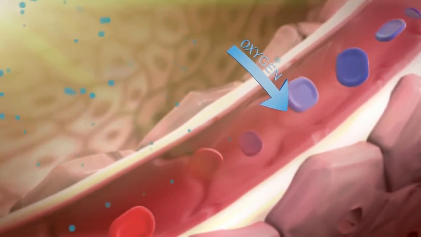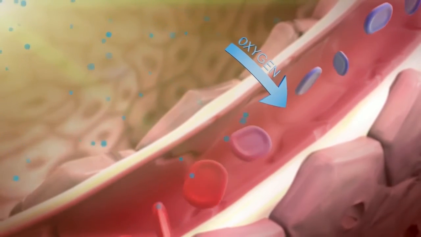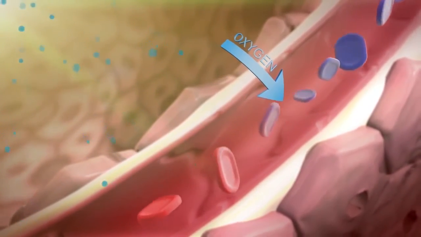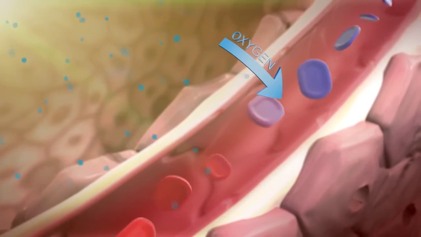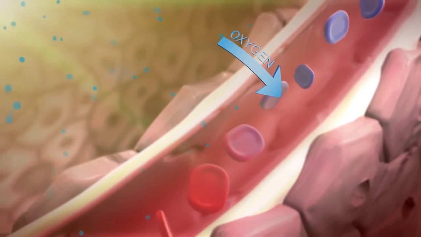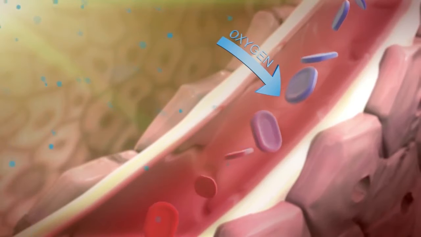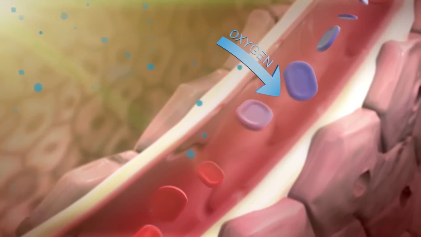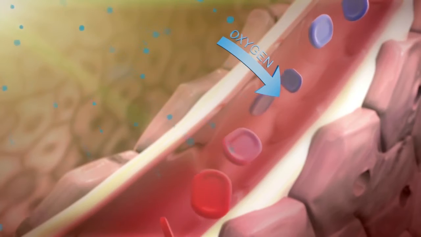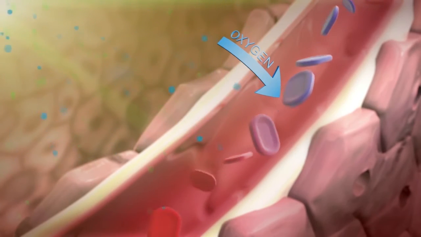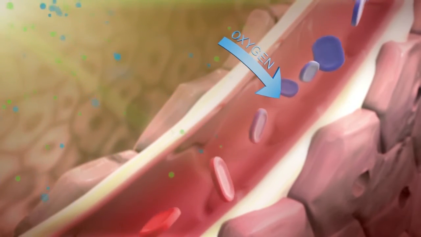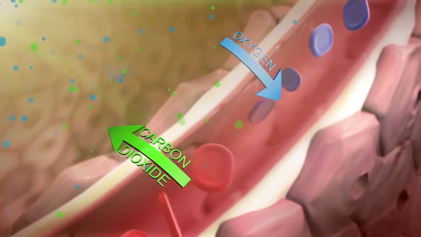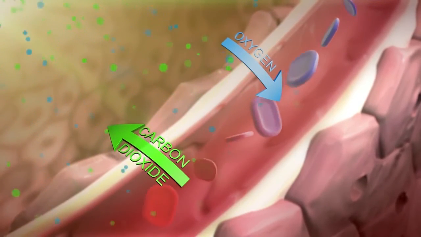The oxygen particles are then carried in the blood by structures called arteries. The arteries carry oxygenated blood around the body to your organs and tissues. This process is essential for our well-being. As the oxygen particles diffuse through the walls of the tiny air sacs into the bloodstream, carbon dioxide, a waste product of the body, is traveling in the opposite direction.